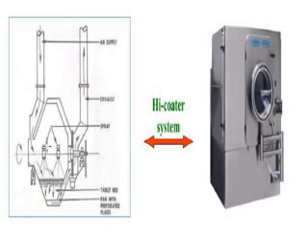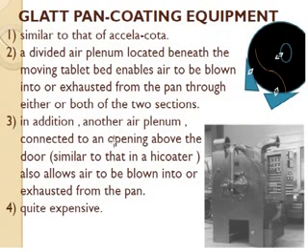On this axis we can have the spray system. These are the nozzles which can spray your coating solution on the bed of tablets. This will continuously rotate, and this will remain as it is in space. Then another is the glass pan coating equipment. It is similar to that of the Shellac coater. An undivided air plenum located beneath your moving tablet bed enables air to be blown down.